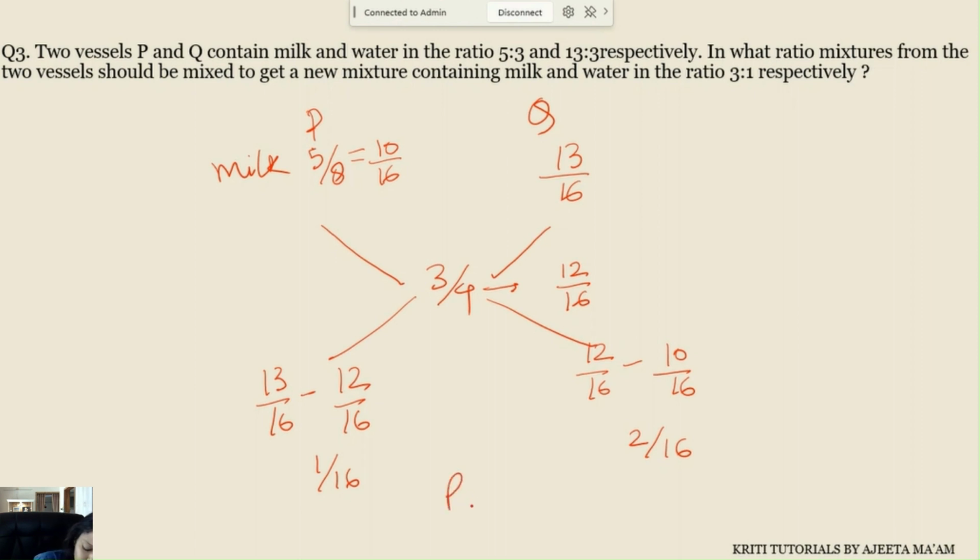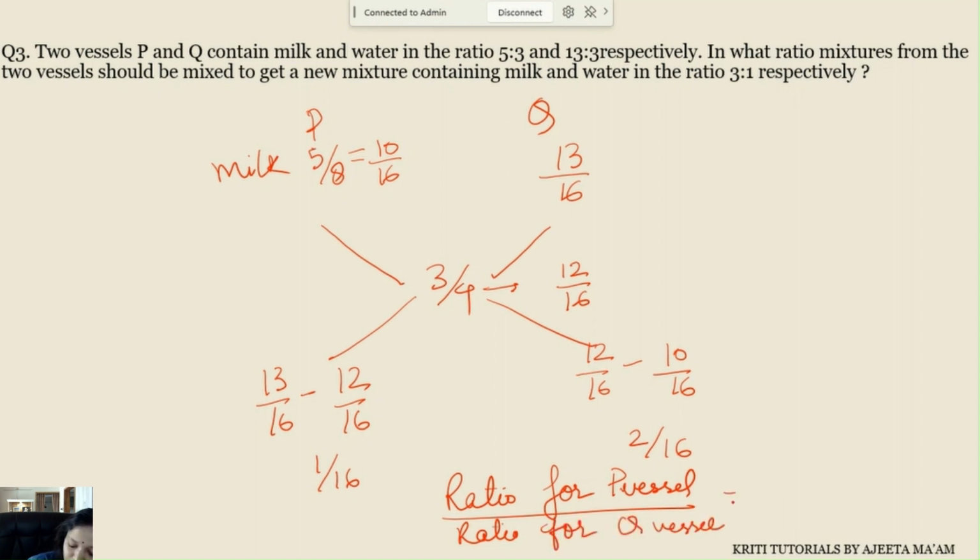So the ratio will be for the P vessel and the ratio for the Q vessel. Right? Because the P vessel is our cheaper one. So what do we get as the ratio? 1 is to 2. So in what ratio shall we mix the mixtures? The one from P should be one quantity and the one from Q should be two quantities to make the desired ratio, 3 is to 1. So there is one simple formula which can be applied to different conditions. That's a very, very important thing. Now the next.